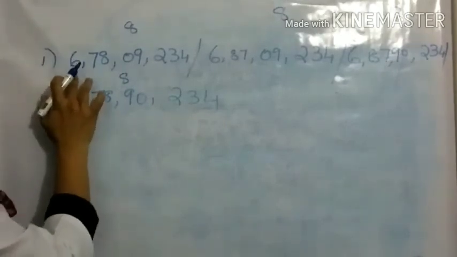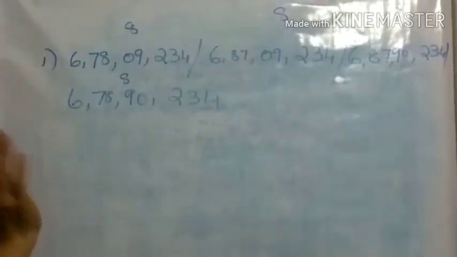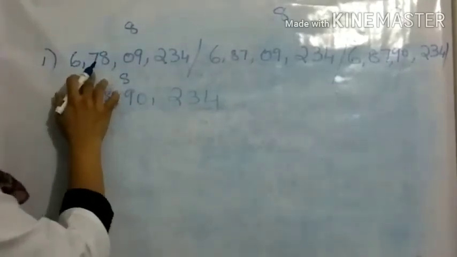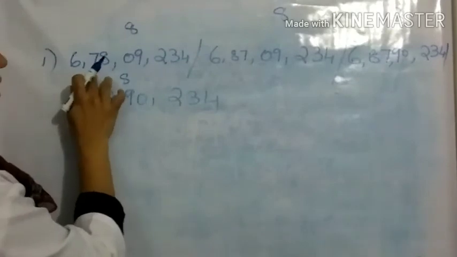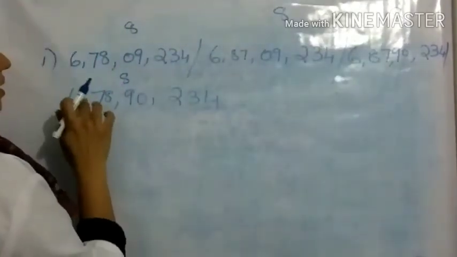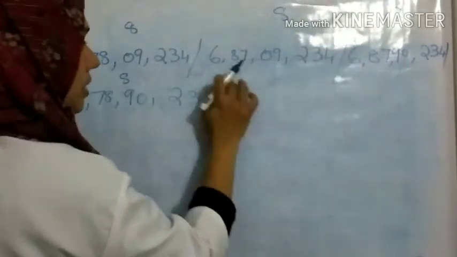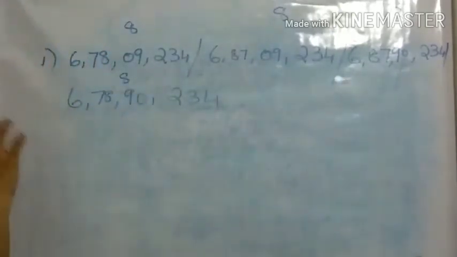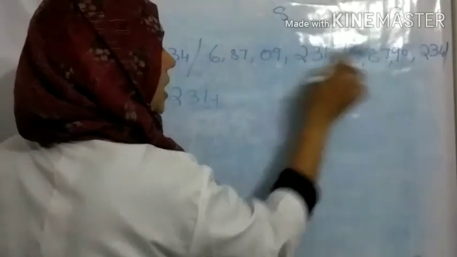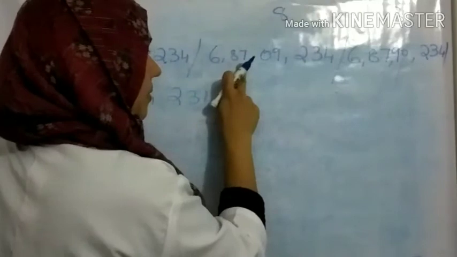Here 6, 6, 6, 6. That also is the same. Then what can we do? Take the next digit from the left side. That is 7. Here 7. Here 8. Here 8. And here 7. Then compare. 8 is greater than 7. Then first we can take these 2 numbers, 8 and 8. Then take the next number, 7.